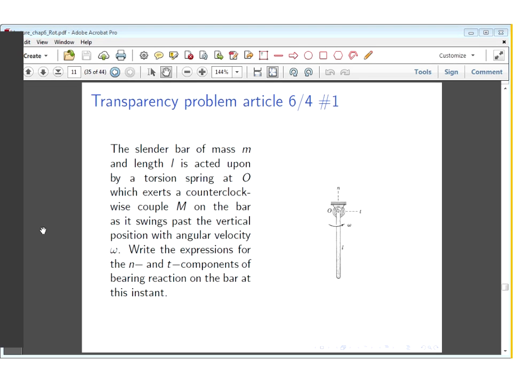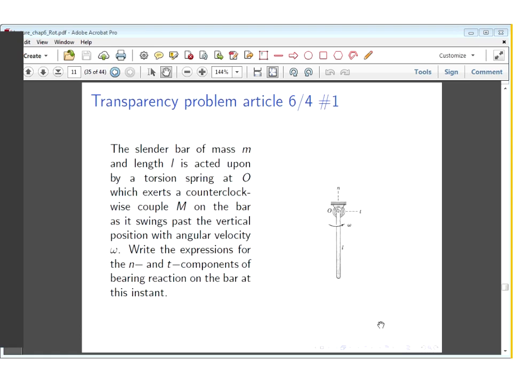I'd like to welcome you to this recording on transparency problem article 6/4 number 1. There are actually 2 of them, but for now we're only going to look at the first one. Now let's just read the problem statement.